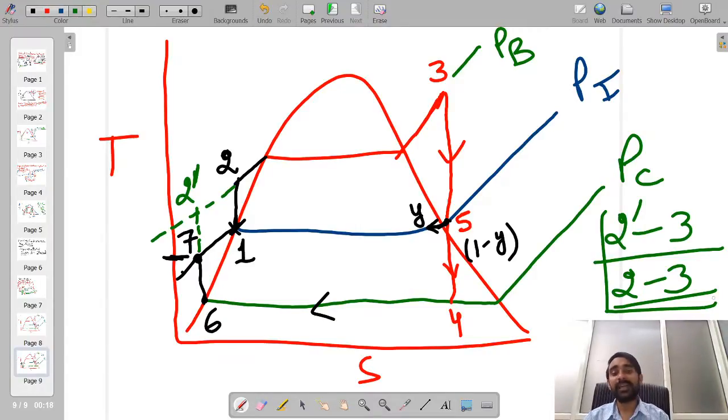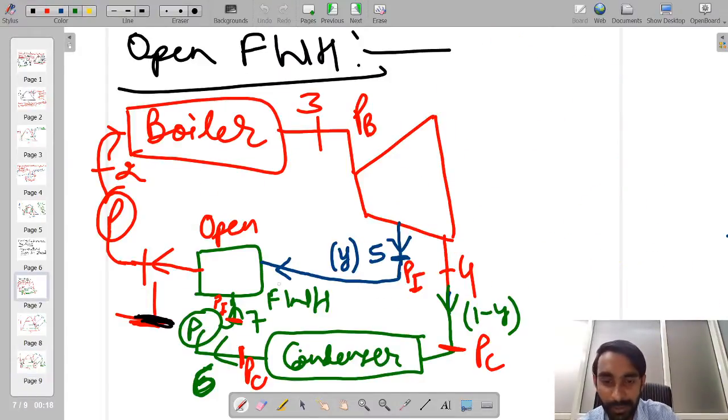Okay, now let us try to find out the net fraction y that we have to take out of the turbine at the intermediate pressure. So this fraction y has to be controlled in such a fashion that we are getting a saturated liquid state after mixing at point number 1. So now we have to apply the mass as well as the energy balance corresponding to the feed water heater. So this is nothing but our feed water heater over here.